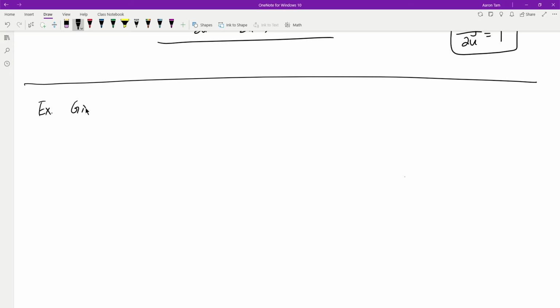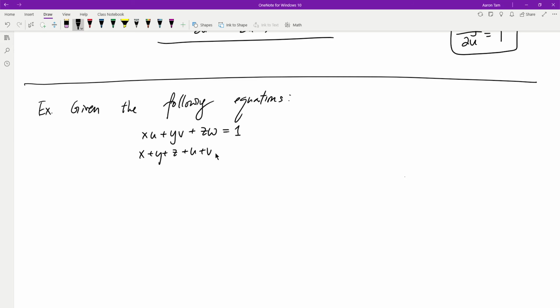So let's say we're given the following equations. In this case, we're going to have three equations because we're going to have three dependent variables. So the equations will be xu plus yv plus zw is equal to 1. x plus y plus z plus u plus v plus w equal to 0. And xy plus zuv plus w equal to 1.